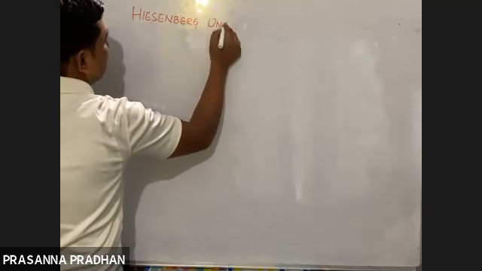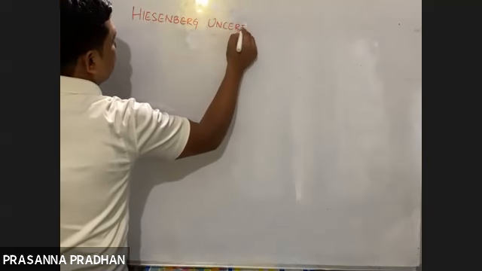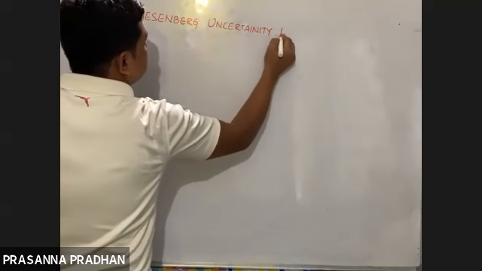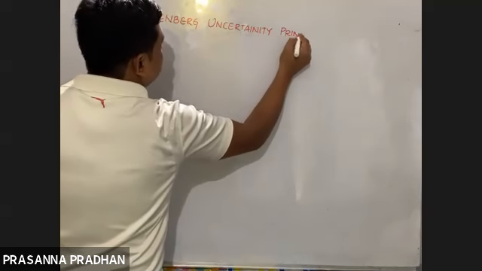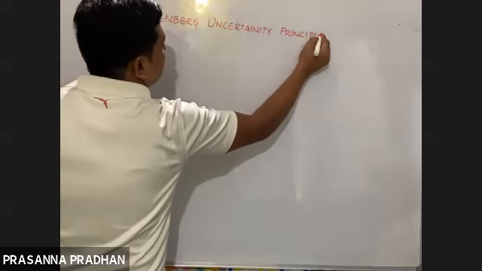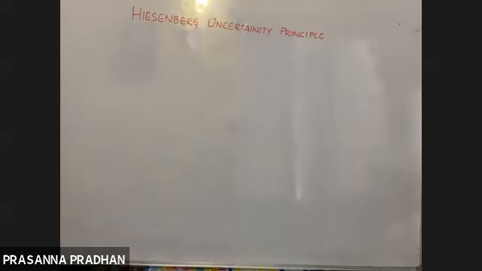uncertainty principle. Have you done this principle in your school? Obviously, you must have done it. So what is the statement? What is the statement of this Heisenberg uncertainty principle?